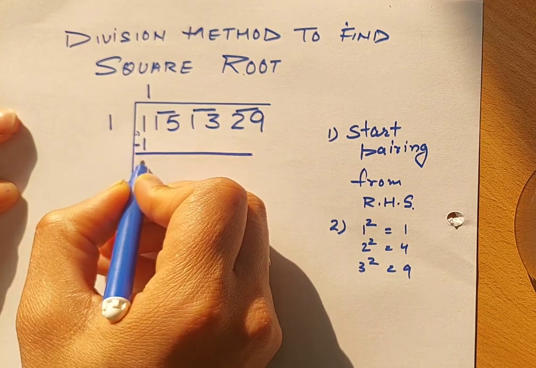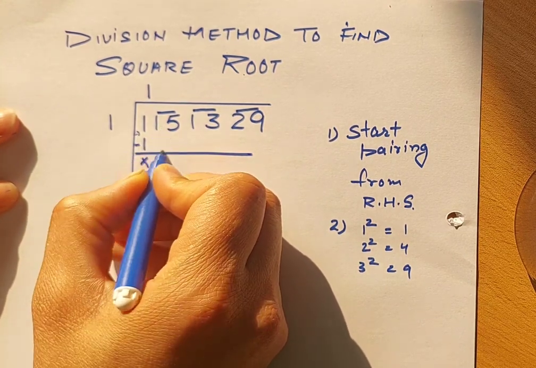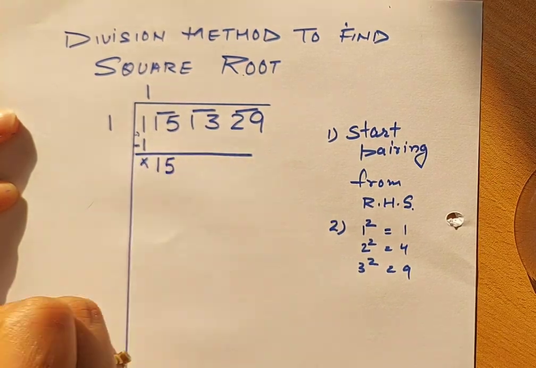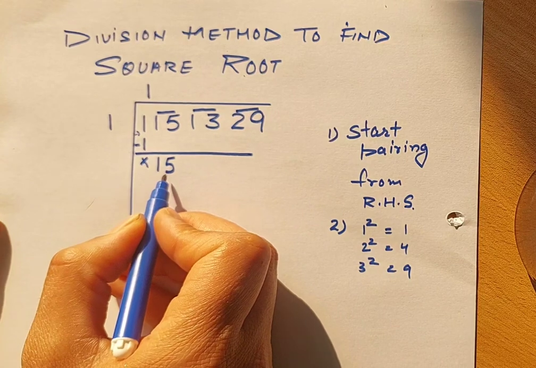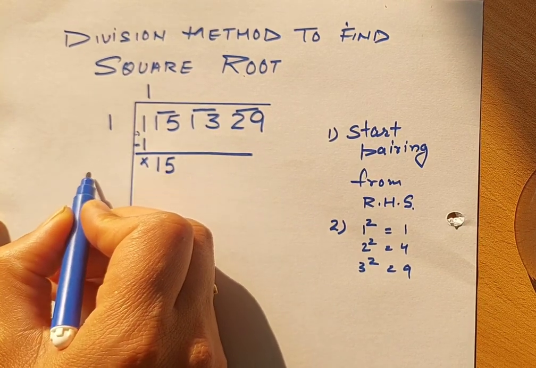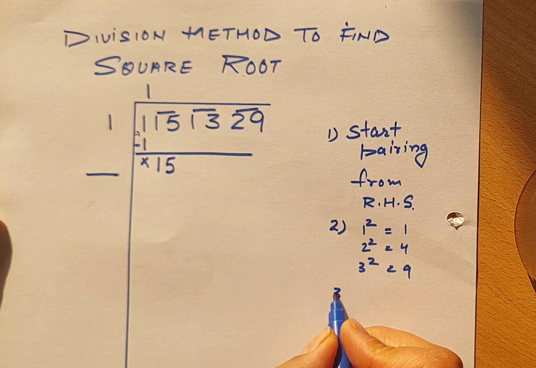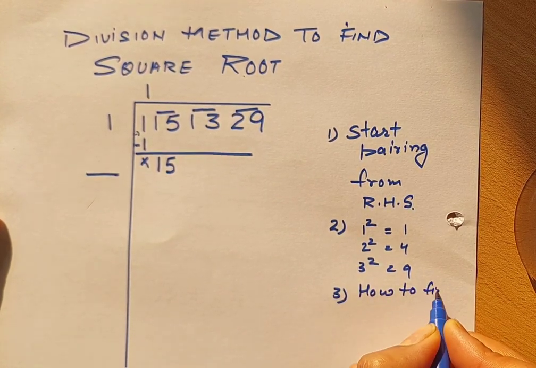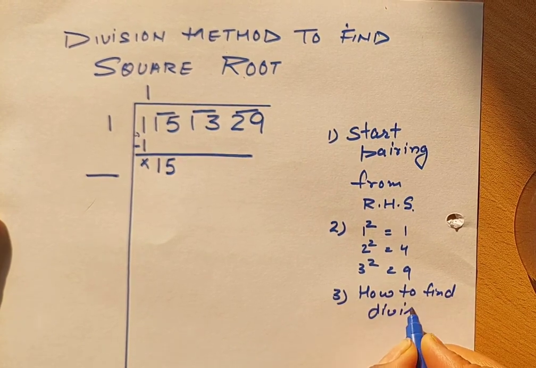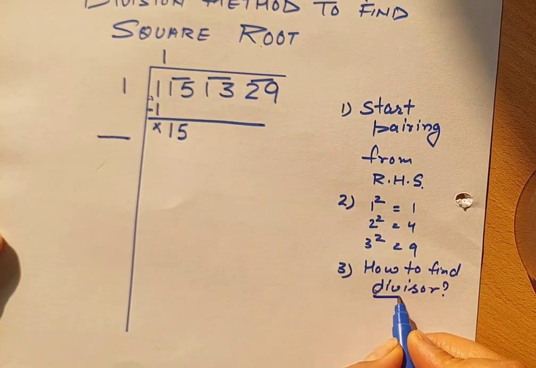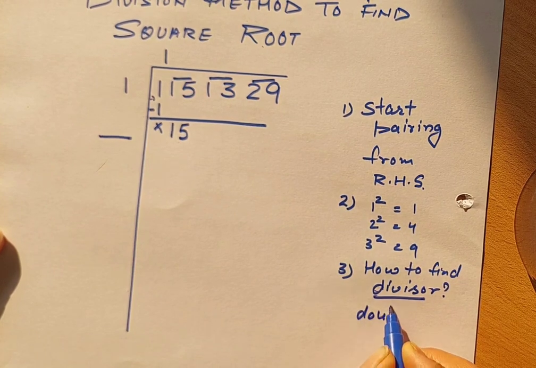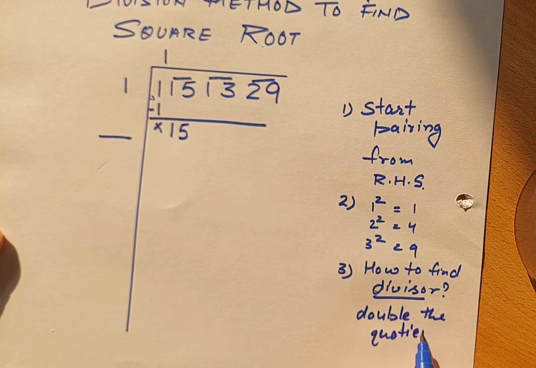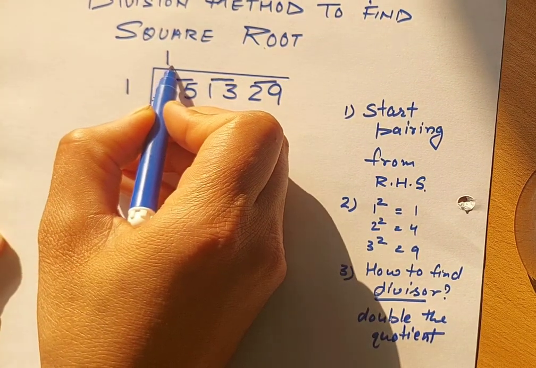Then you have to subtract, the remainder is 0, and copy down the next pair. You have to copy down the pair. Now you have to decide a divisor, and we write the new divisor here. So the third step, how to find the divisor. The third step is, if you have to find the divisor, just double the quotient. Here, what is the quotient? 1. You just have to double it.